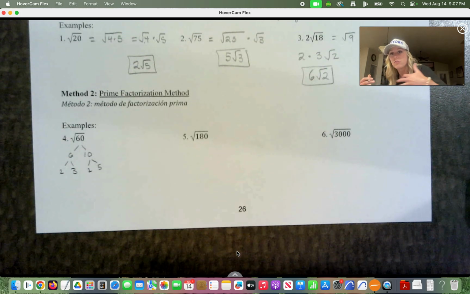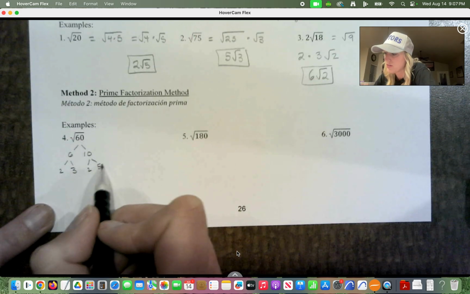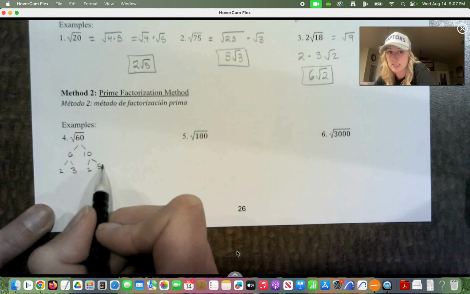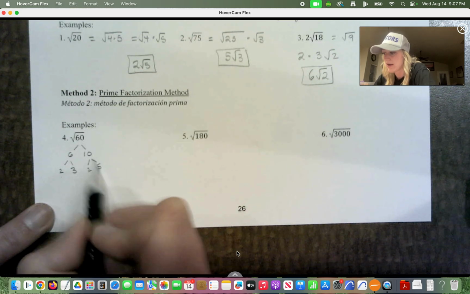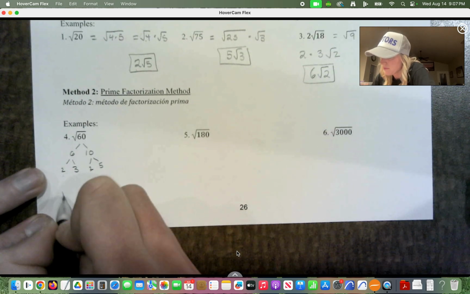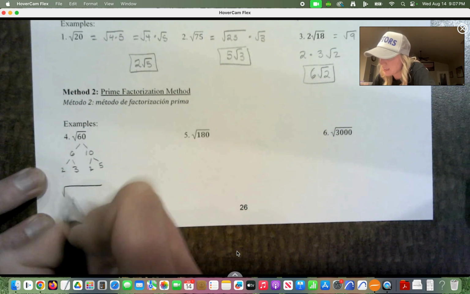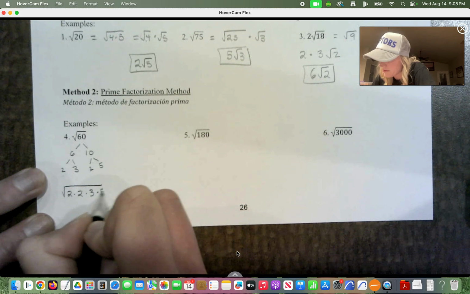2 and 5 are both prime. So we broke it down as far as we could into numbers that are prime, can only be divided by 1 and themselves. Once we break it down, these numbers still multiply to be 60. 2 times 3 times 2 times 5 is 60. So I'm actually going to rewrite this out for a second. 60 is the same as 2 times 2 times 3 times 5.